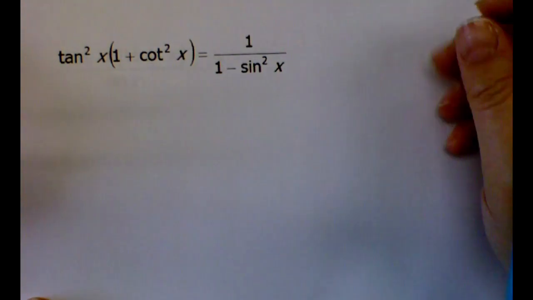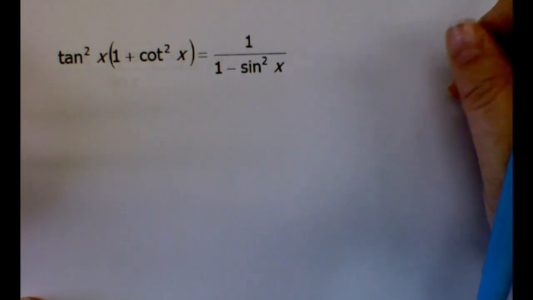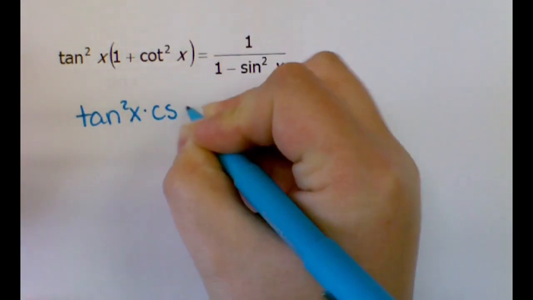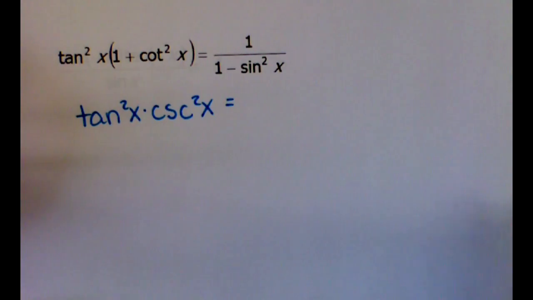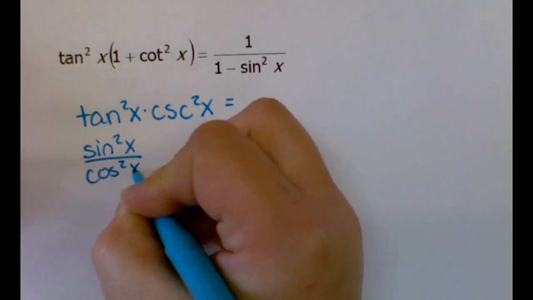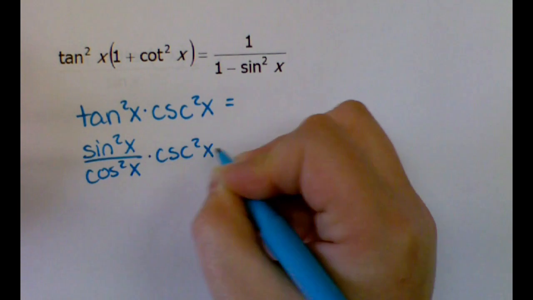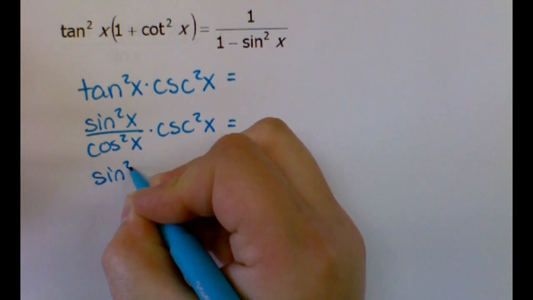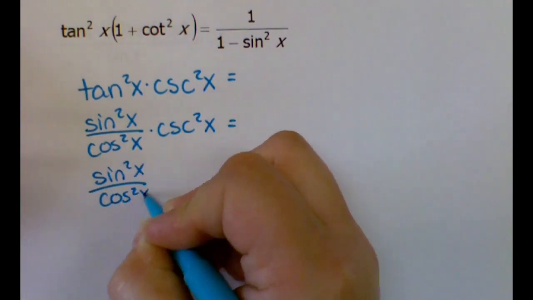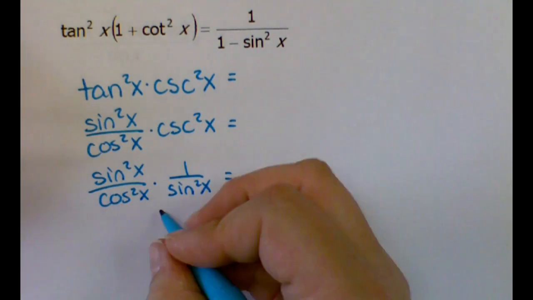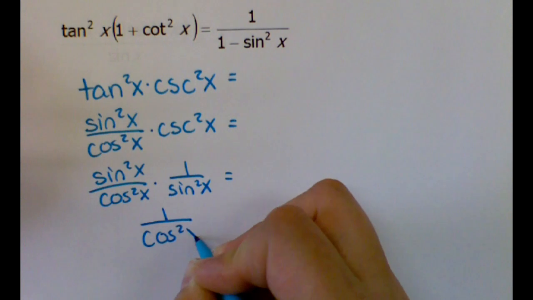All right, I know that 1 plus cotangent squared is cosecant squared, so let's go with that. And now I'll go sines and cosines. Tangent squared is sine squared over cosine squared. And then cosecant squared is 1 over sine squared. And then those sine squareds cancel, giving me 1 over cosine squared of x.